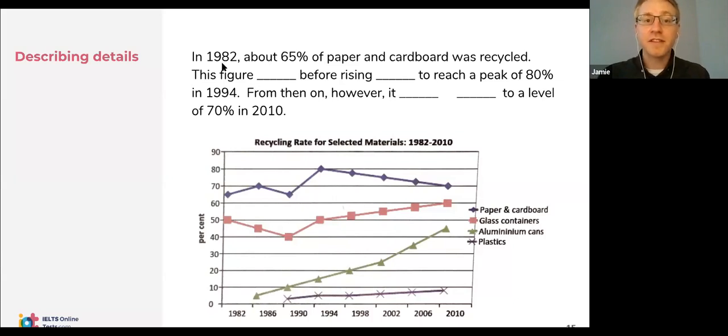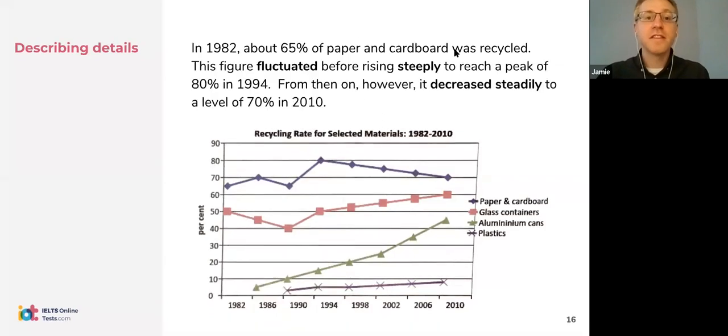In 1980, about 65% of paper and cardboard were recycled. This figure fluctuated before rising steeply to reach a peak of 80% in 1994. From then on, however, it decreased steadily to a level of 70% in 2010. So this is a very clear, detailed description of the trend for your final description paragraph.